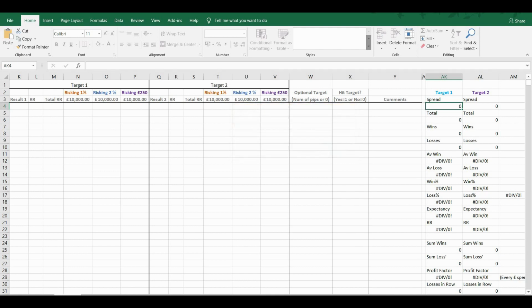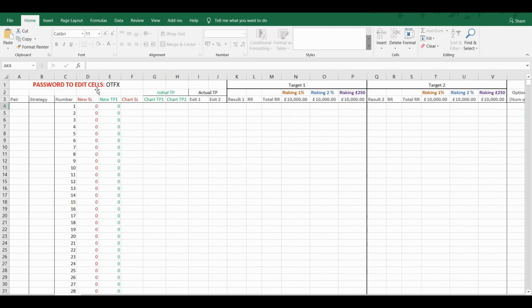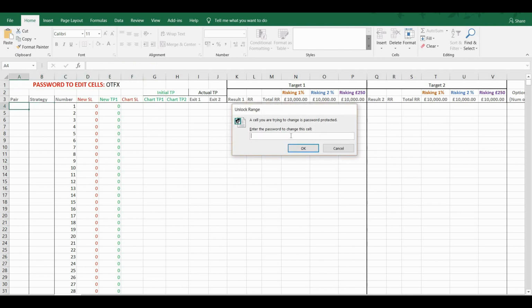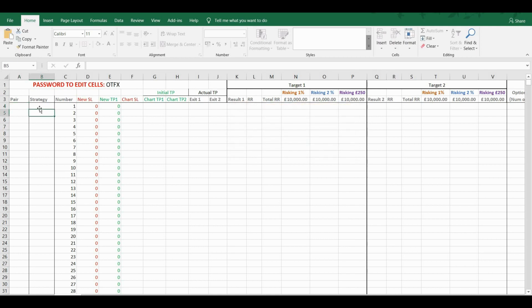So to get started, let's get started with the spread. Got it in the top left here. Password to edit the cells is OTFX. So double click on the cell, capitals OTFX. Okay, you can now edit all the cells.